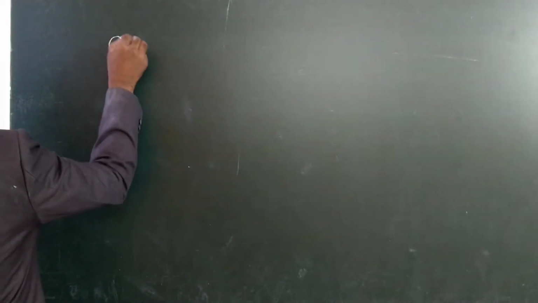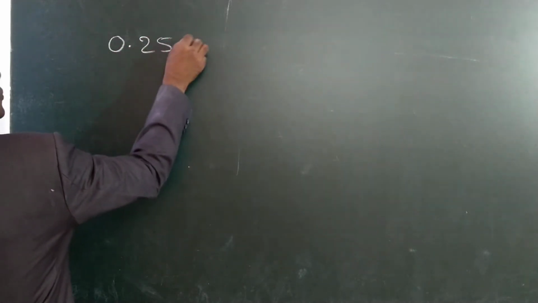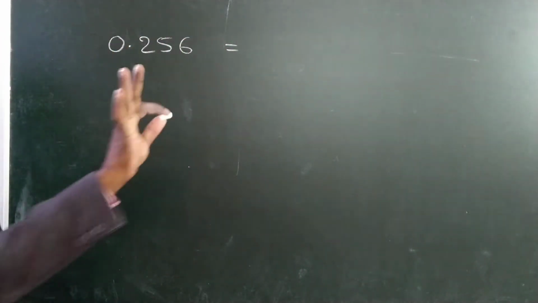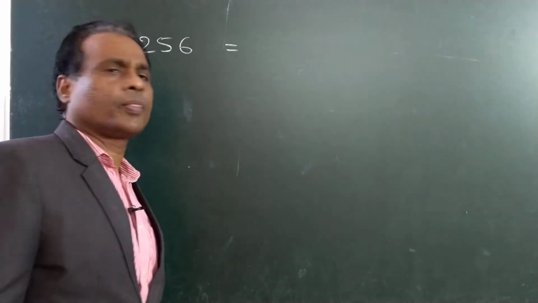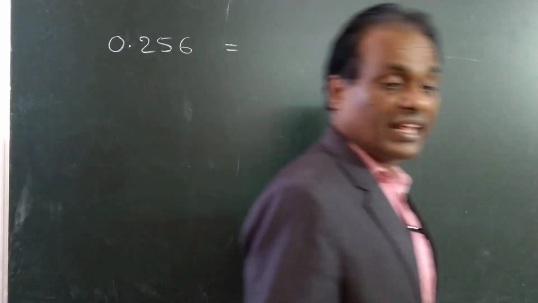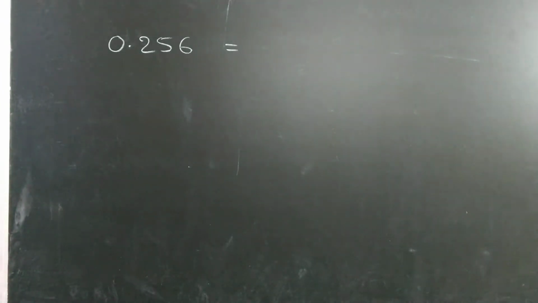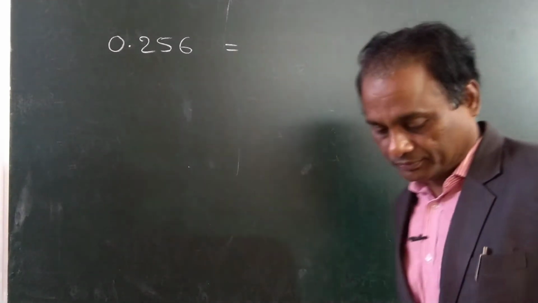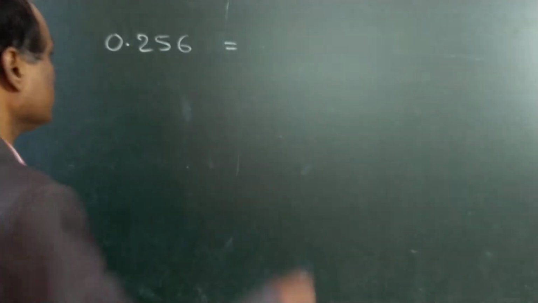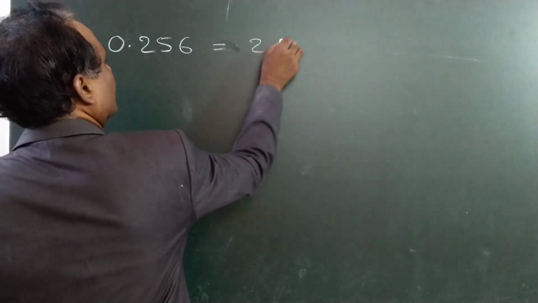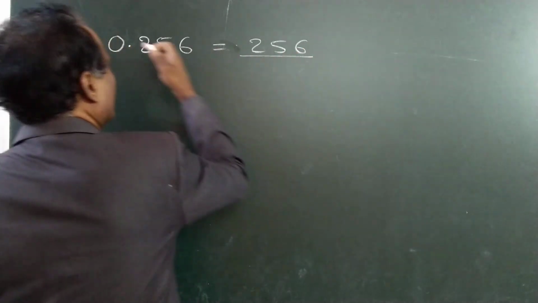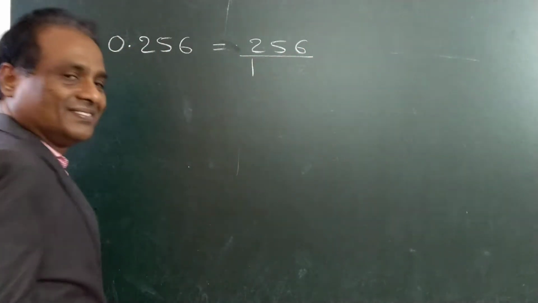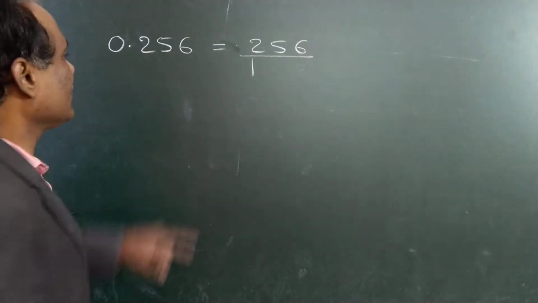See here, suppose... don't write anything, this is just for practice. 0.256, how to remove the decimal? Try to remember, when a decimal is given, how to remove the decimal. See here. To remove the decimal, write 1. After the decimal there are 3 digits, so 3 zeros.